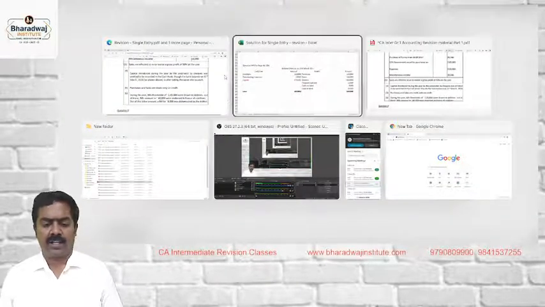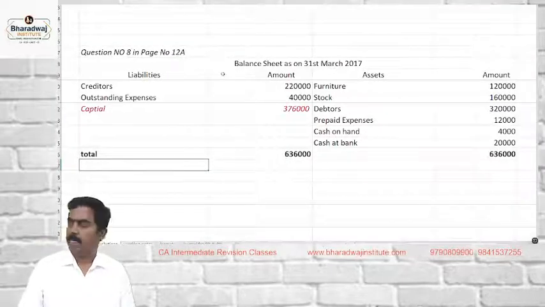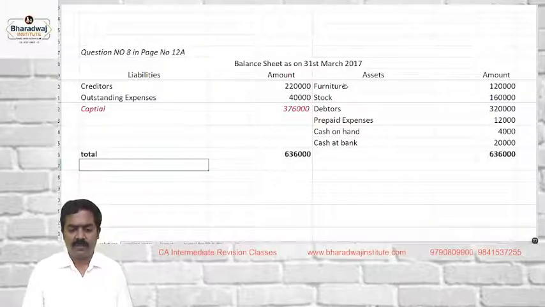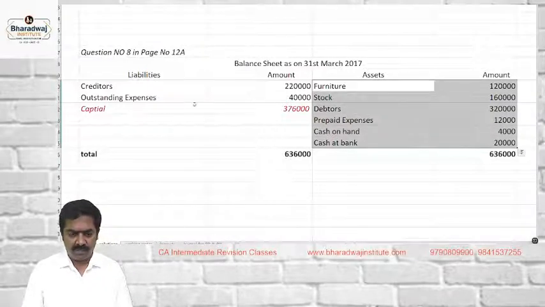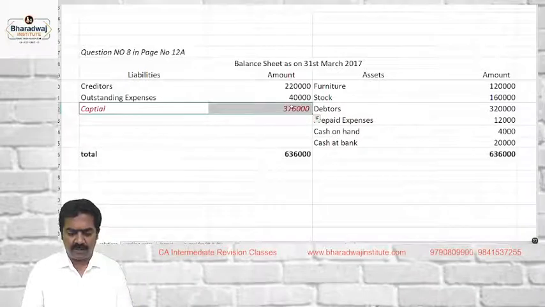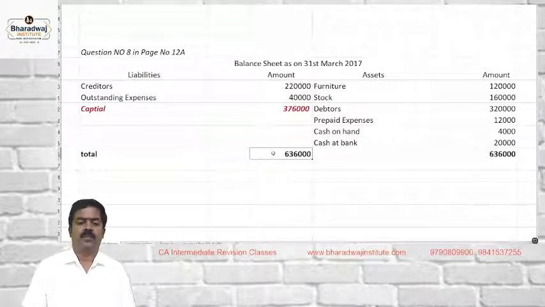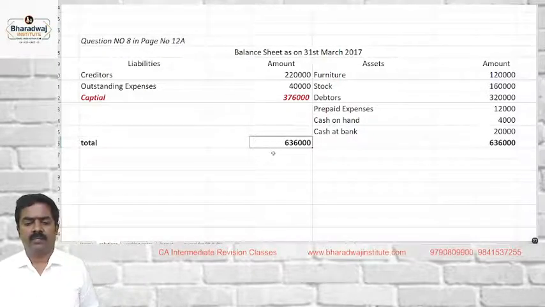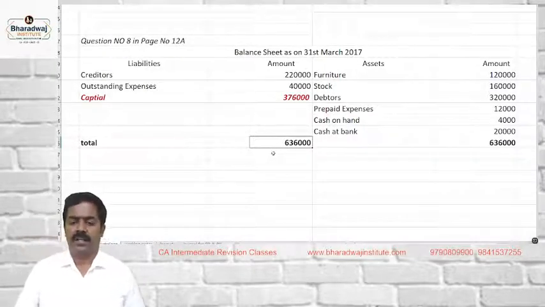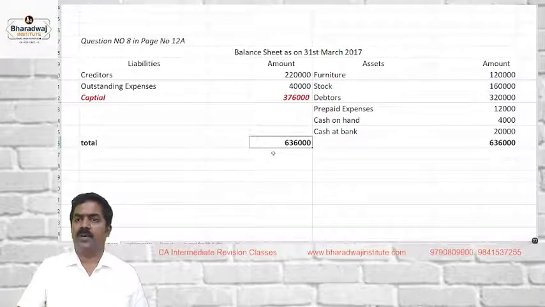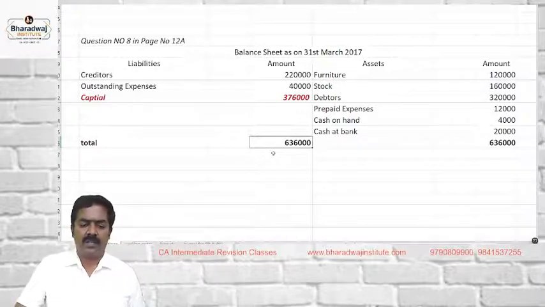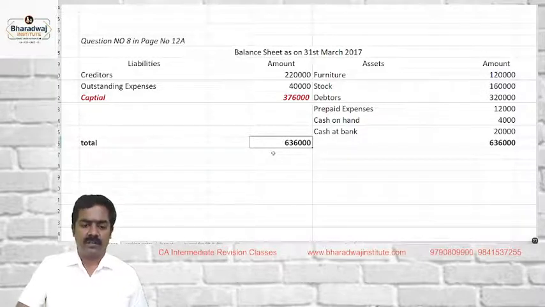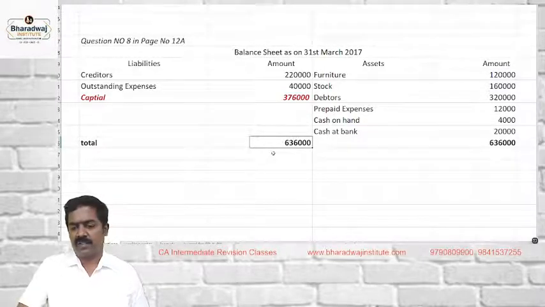Start with the opening statement of affairs. Yes, you will get this. Capital as a balancing tool. Furniture, stock, debtors, prepaid expenses, cash in hand, and cash at bank. Creditors, outstanding expenses. Capital, we get it as a balancing figure: 3,76,000.